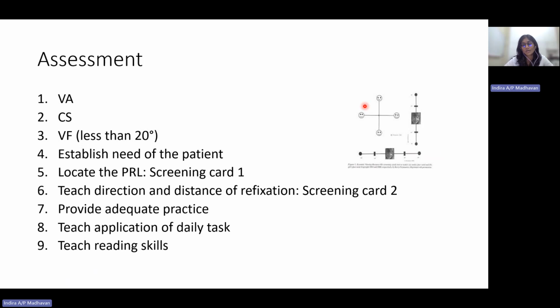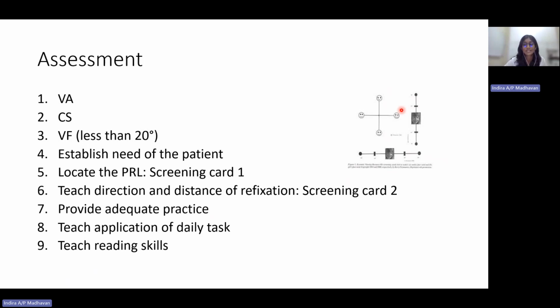If the patient says the top is the clearest, then we move to the next step using the vertical one. If it's top or bottom that is clearest, then we use the vertical one. If it's right or left, then we use the next chart to be the horizontal one. Once we locate this and we know that the visual field size is less than 20 degrees, then we proceed with this.